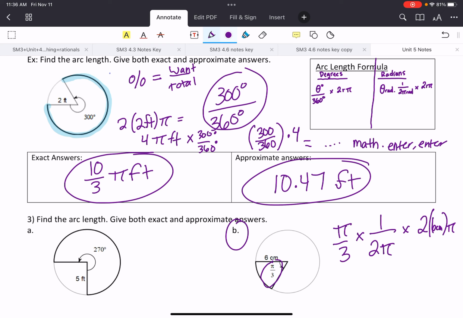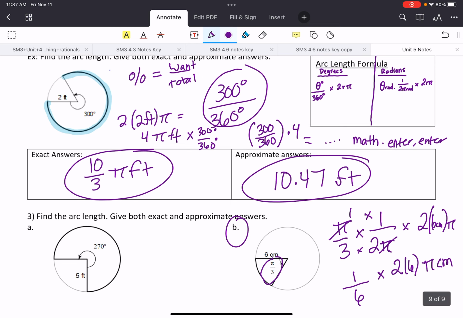So we'll focus on the left side first, our percentage. There's a pi on the top and the bottom, they could both cancel out. This becomes 1, this becomes 2. 1 times 1 is 1. 3 times 2 is 6. So this is our percent, 1 over 6, times 2 times the radius, and then remember we leave our pi and units of measure out.